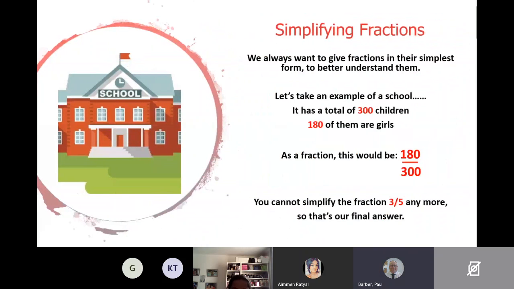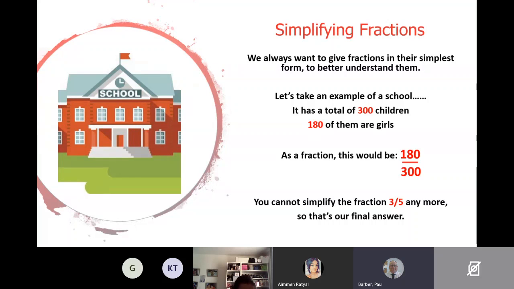We can't go any lower than 3 over 5. There's nothing else that goes into 3 and 5 neatly. 1 does, but obviously there's 3 ones in 3 and 5 ones in 5, so we just write the same number over again. 2 doesn't go into both of them, 3 doesn't go into both of them, and we obviously can't go any higher. So the simplest fraction for that school is 3 out of 5.